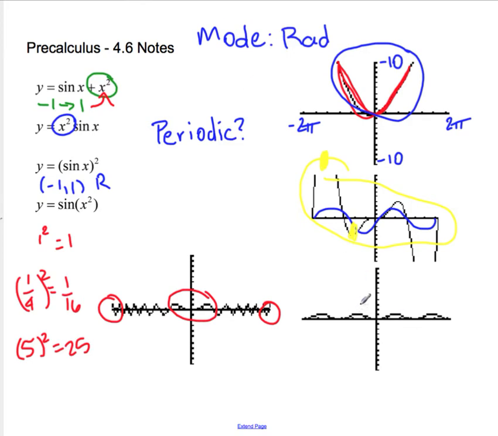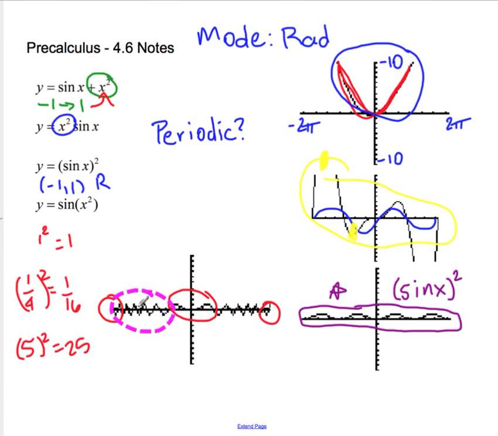When you look down here at this one, now this does look periodic because the same values of y get repeated every single time. So I would say that this one, which is the sine x squared, is periodic. And then with this last one, it is not periodic because when you look at these oscillations, they are different. They are not the same. That indicates to us that no, this isn't periodic. So only one of these four graphs is.